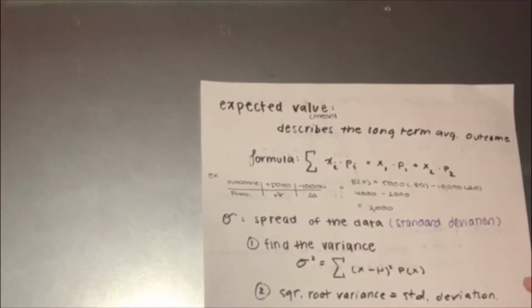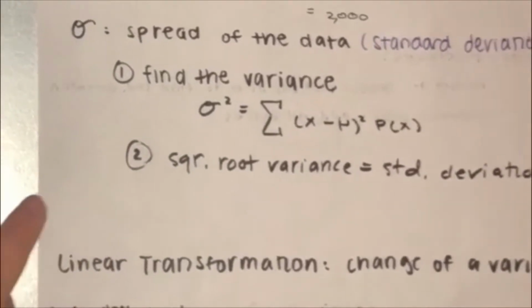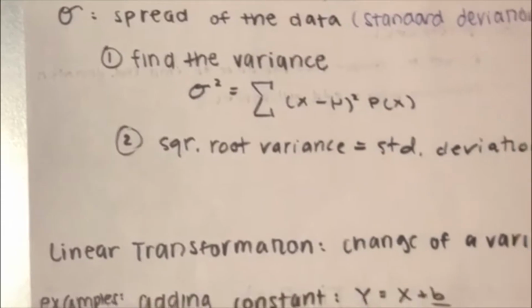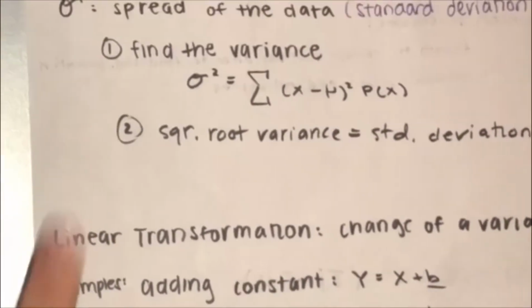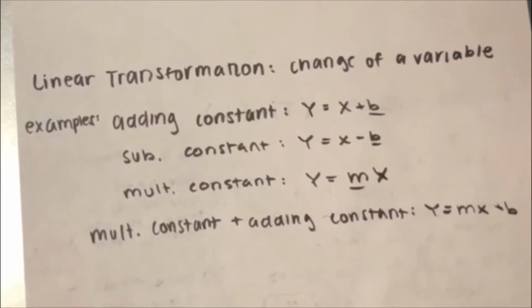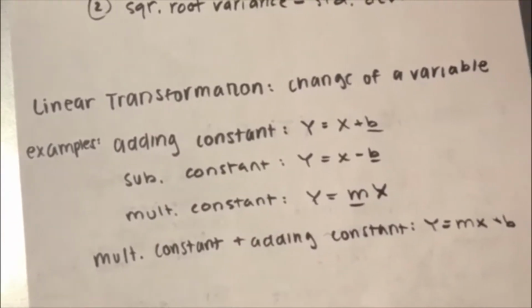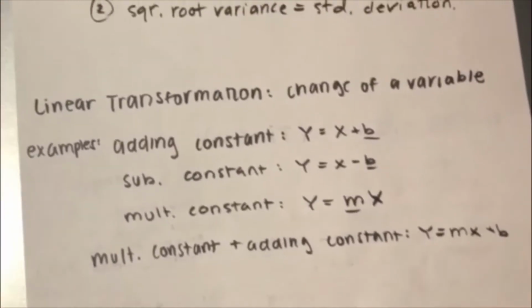And then you have to find the standard deviation. To do that, first you find the variance, and that's equal to the standard deviation squared, due to the summation of x minus the mean squared times the probability. To find the standard deviation, you have to take the square root of the variance. One of the most prominent examples is multiplying by a constant plus adding a constant, which is y equals mx plus b.